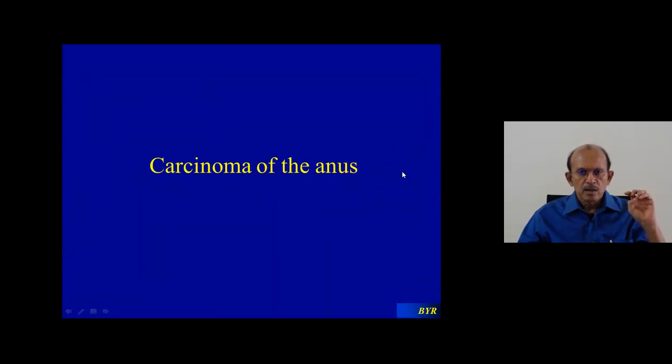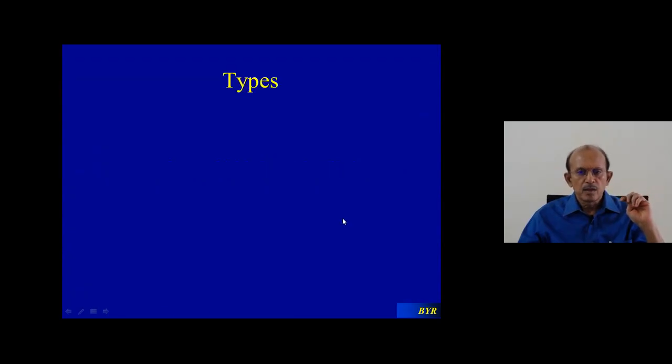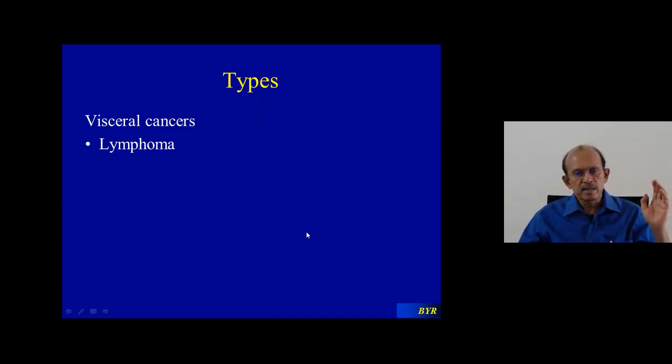Then carcinoma of the anal canal. Above the dentate line, it is visceral mucosa. Below the dentate line, the anal canal is lined by stratified squamous epithelium. So there are 2 types of cancers that will develop. Above the dentate line, they are all the visceral type of cancers.